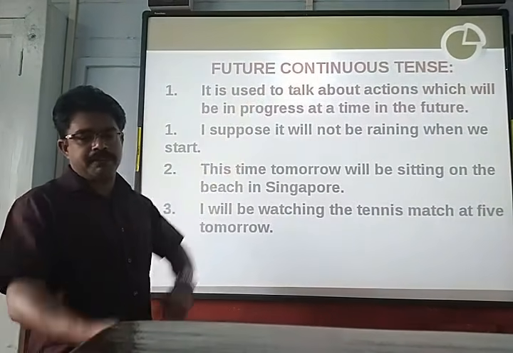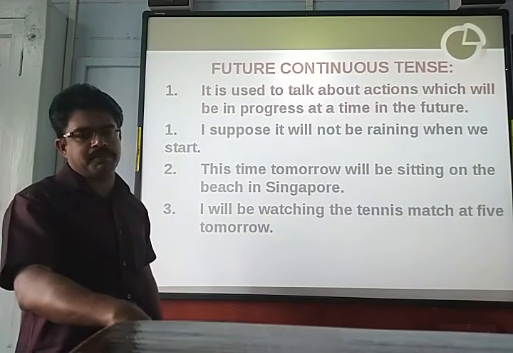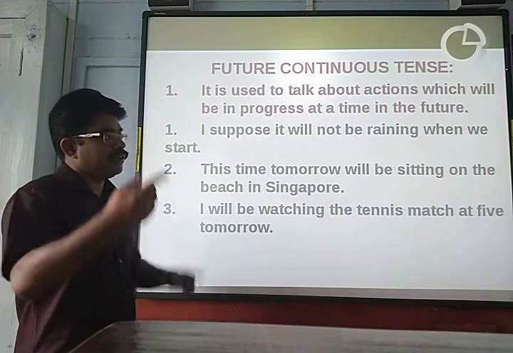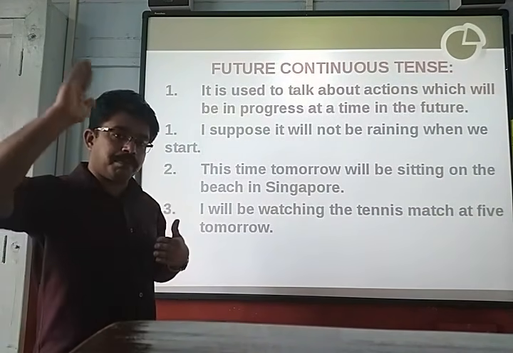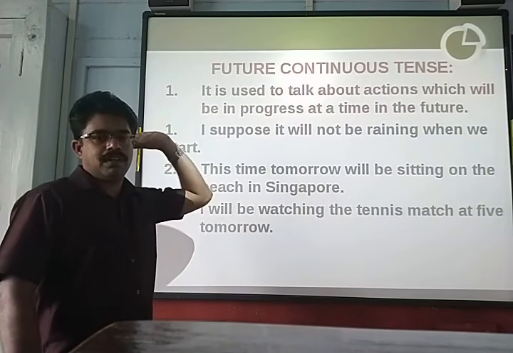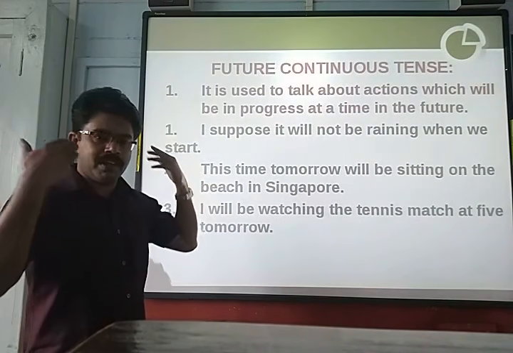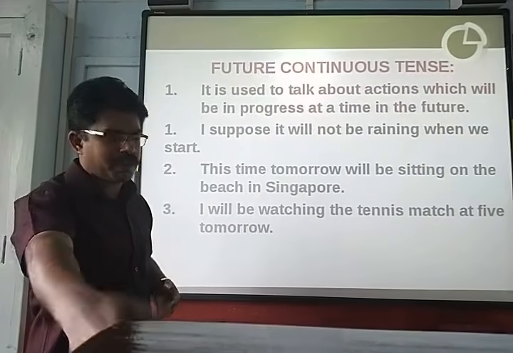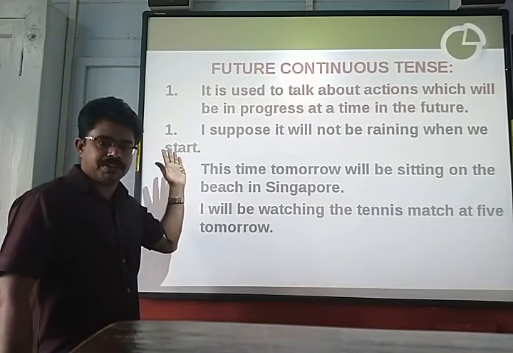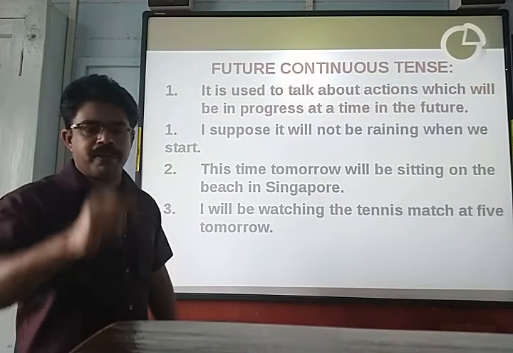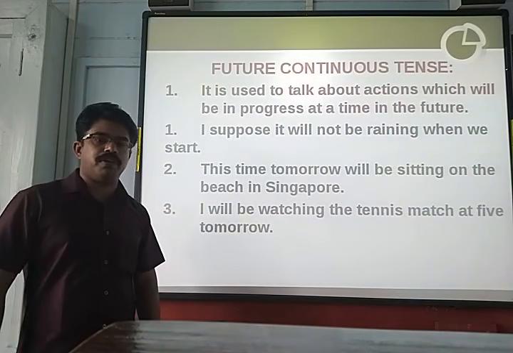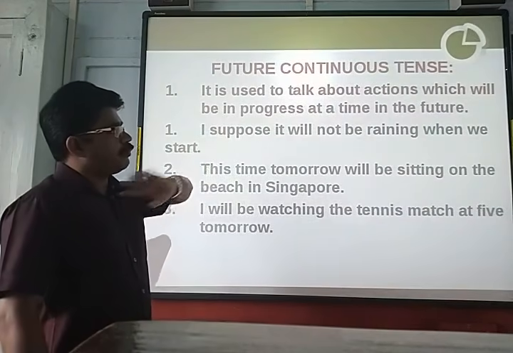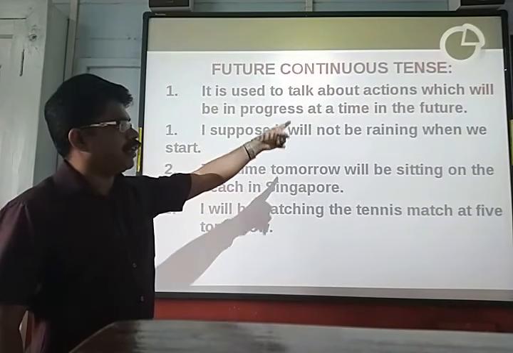We spoke about activities that are going on at the time of speaking, present continuous tense. There are different activities we spoke about, but then we spoke about actions that were in progress sometime in the past. So continuity, we spoke about actions going on at the time of speaking and actions that were going on sometime in the past. Those things are set. Now moving on to activities that will be in progress sometime in the future. Third one. It is used to talk about actions which will be in progress at some time in the future.